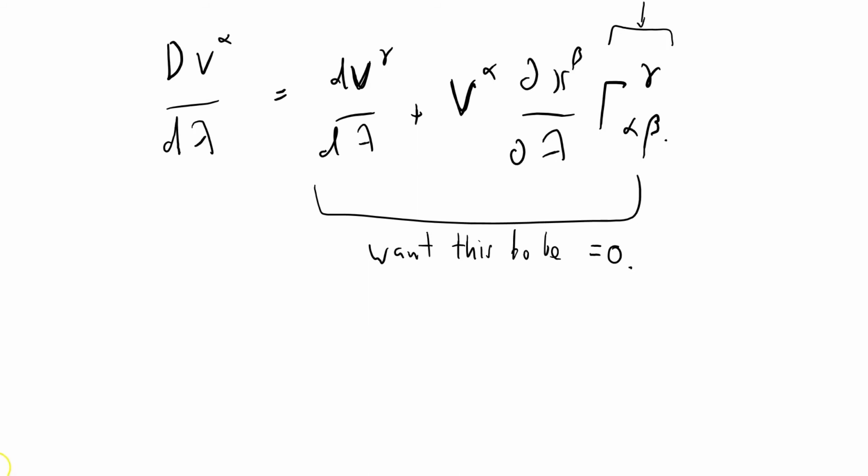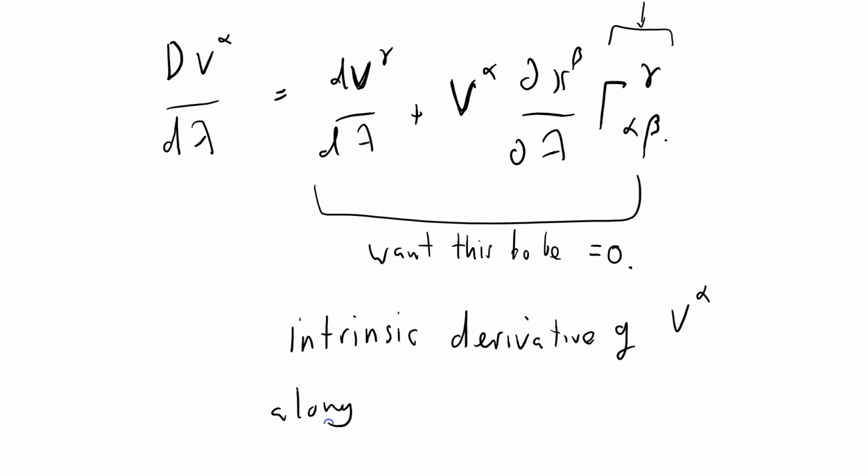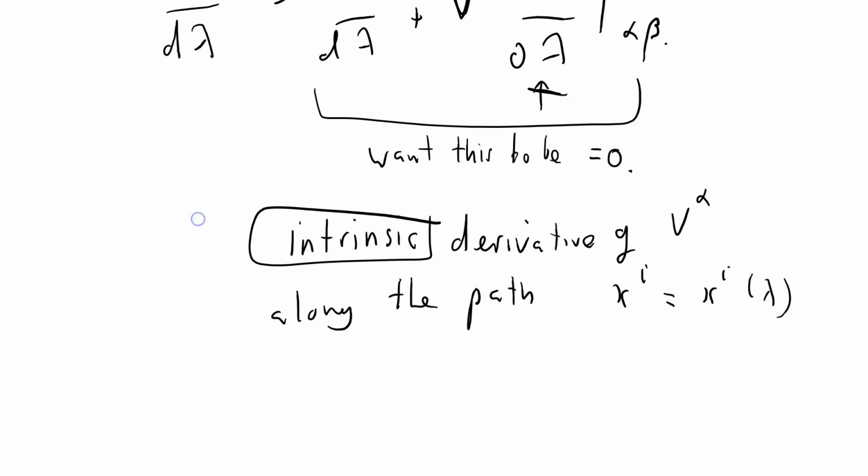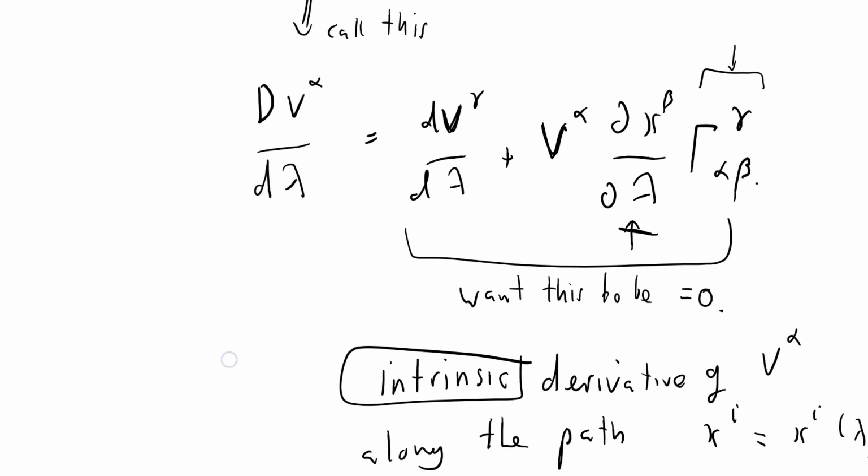Okay, I'm going to stop there. That is called, I'm not going to stop there at all. I'm going to just define this as the intrinsic derivative of V alpha along the path xi equals xi of lambda, given by this differential here. Intrinsic derivative. Sometimes it's called the absolute derivative.